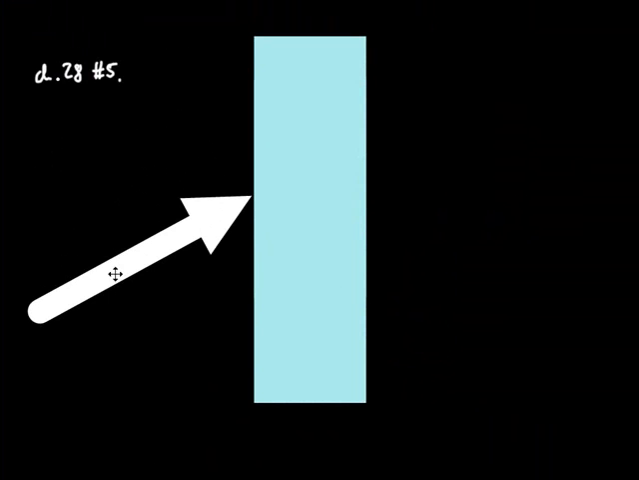Chapter 28, number 5. When light strikes glass perpendicularly, about 4% is reflected at each surface. How much light is transmitted through a pane of window glass? Now obviously my light here is not striking perpendicular, but I figured if I tried that perpendicular, then we're not going to see those arrows very well. So I put it at an angle, but still I keep the 4% reflected.